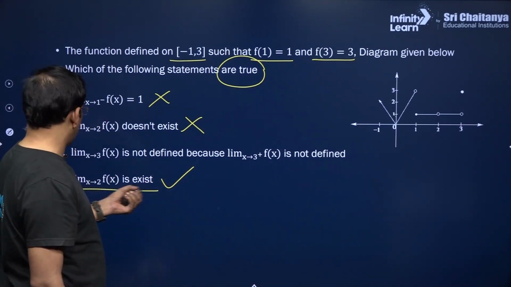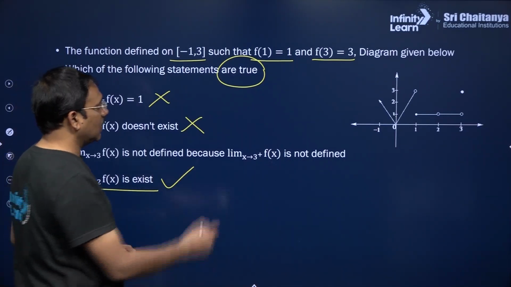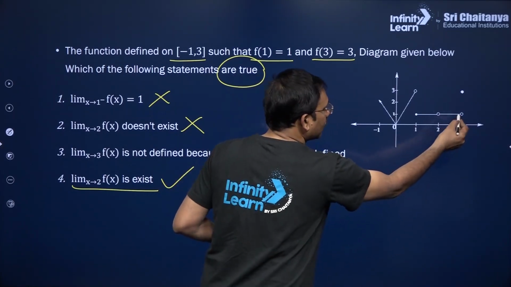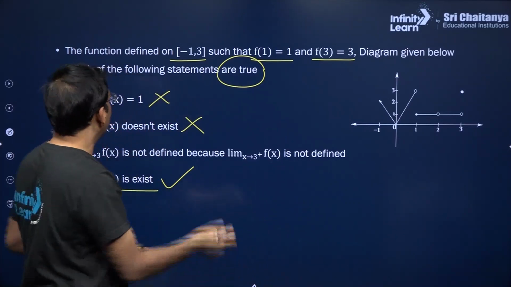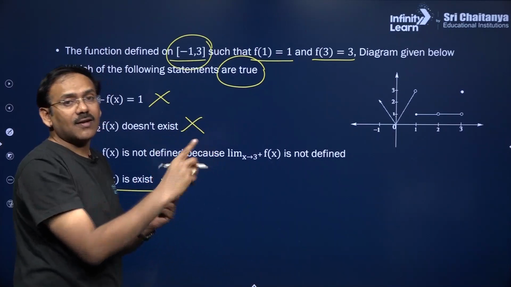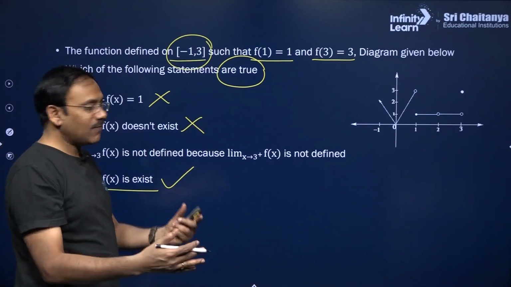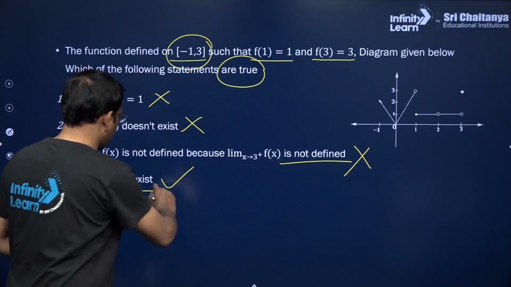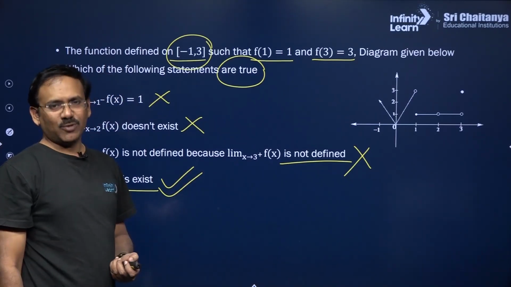You just see third option also, limit x tends to 3 f of x is not defined because limit x tends to 3 plus is not defined. You see, left hand limit at 3 is 1, f of 3 is 3, right hand limit is not there. I am talking in the interval -1 to 3, where the function is not there on the right side of 3, so I don't bother about right hand limit. Left hand limit itself is the limit, so saying it is not defined is wrong, my dear friends. This is why this is the only statement which is correct. It is a completely concept based question.